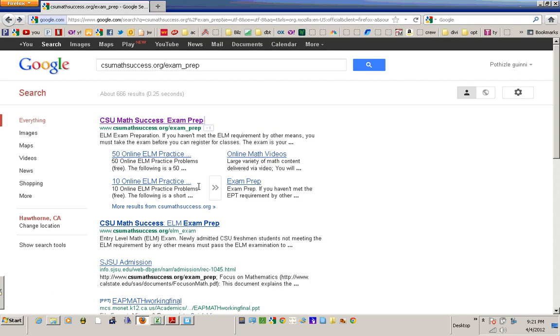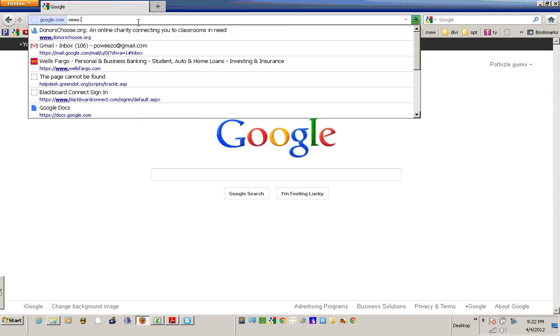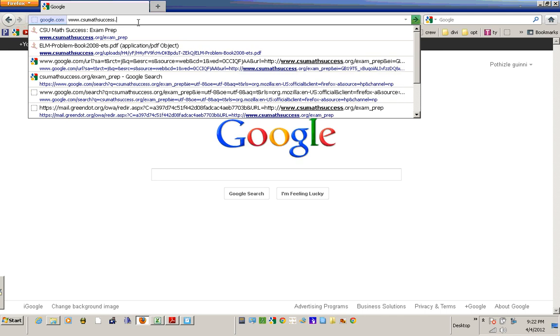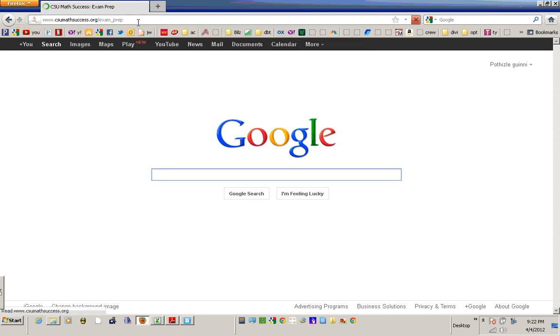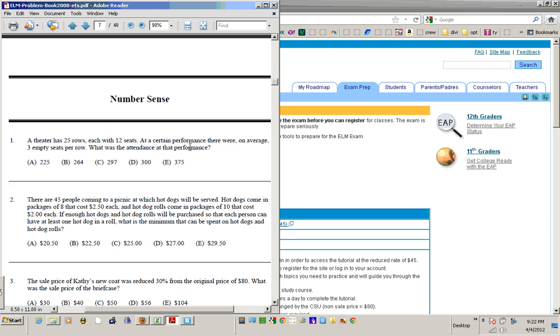So let me do a demo for you real quick. You can just go to the address bar, type www.csumathsuccess.org/exam_prep, and press Enter. That gives you the site, and if you go to the printed ELM sample problems, that will give you access to the document that I'm working on right now. It tells you a lot about the exams, and then it gives you a whole bunch of practice problems.